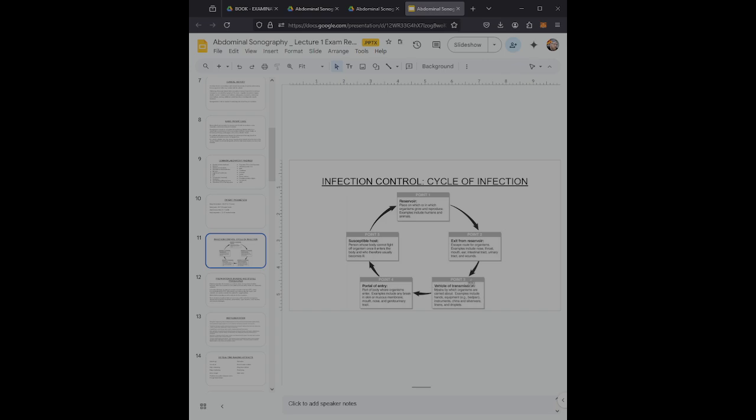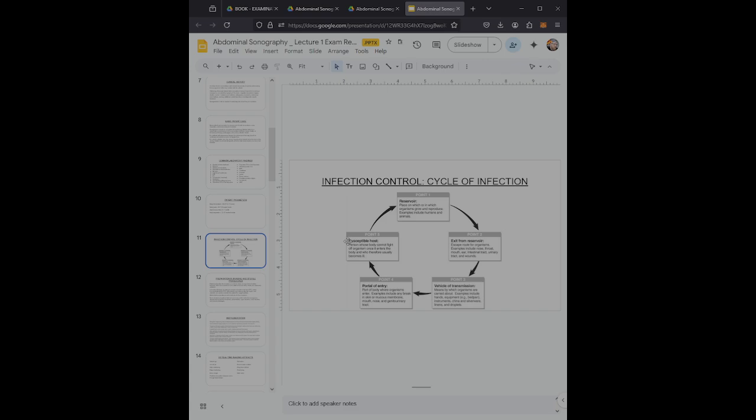Point 3 is the vehicle of transmission, the means by which organisms are carried about. Examples include the hands and surgical equipment. Point 4 is the point of entry, the part of the body where organisms enter. Examples include a break in skin or the mucosal membranes of the mouth and nose.